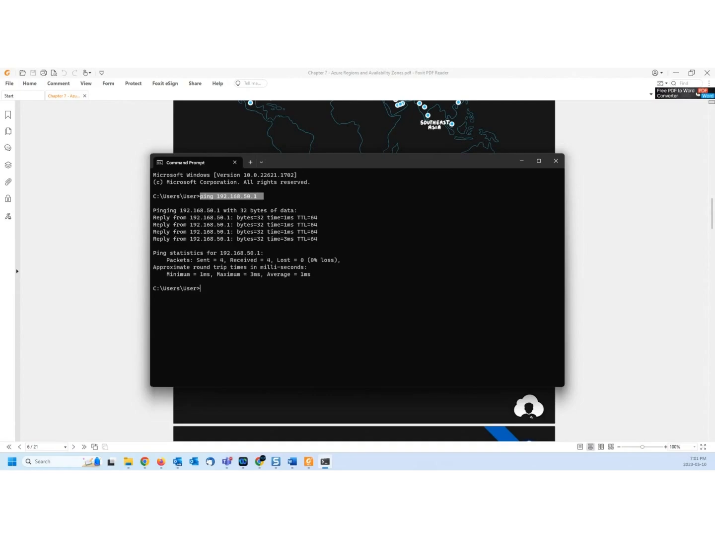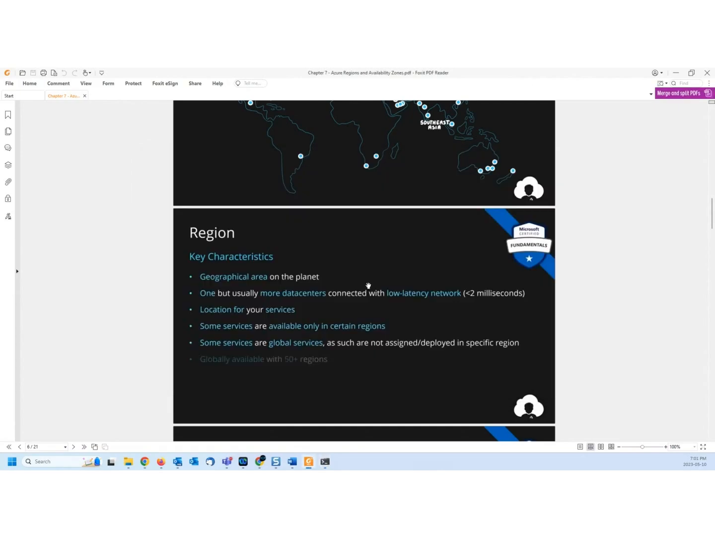But in essence, what I mean to say is, low latency means the fastest possible internet connection. And that's what they are trying to achieve, network connectivity between the two data centers with the minimum latency. And this is very good performance between two data centers that are physically apart from each other.